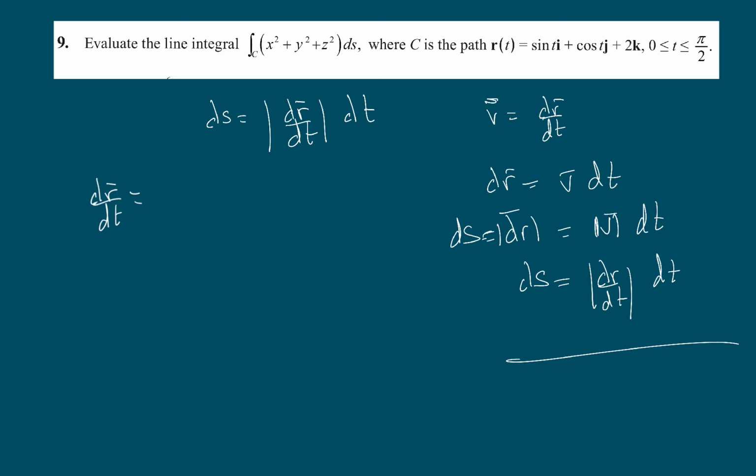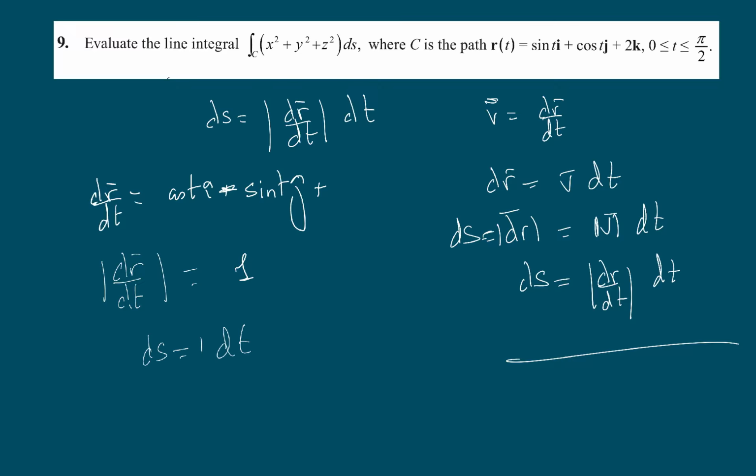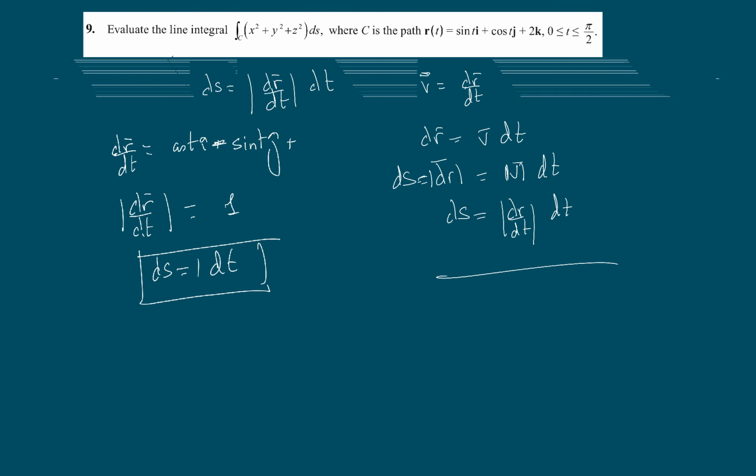So dr/dt is cosine of t i plus minus sine of t j plus 0. And the magnitude of dr/dt is 1, because cosine squared plus sine squared is 1. So ds is simply dt, 1 times dt. Okay, so what is the line integral?